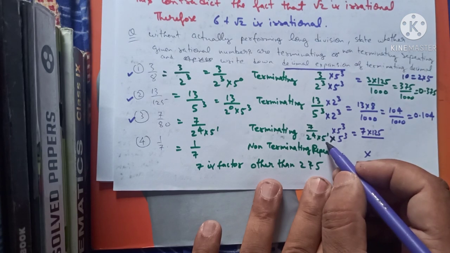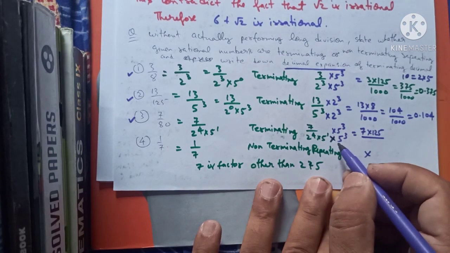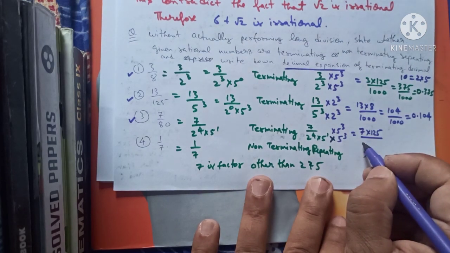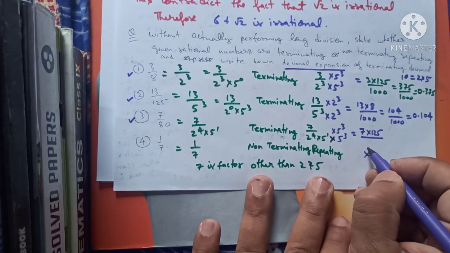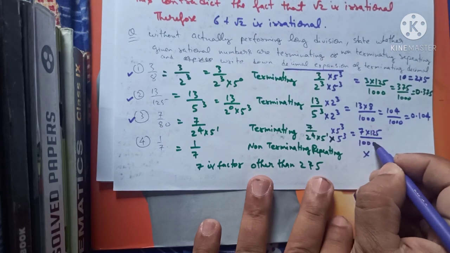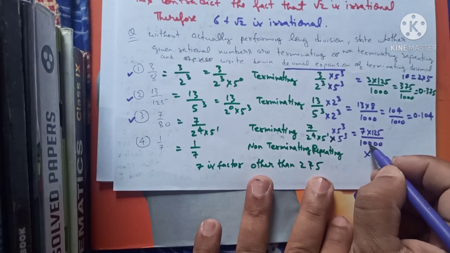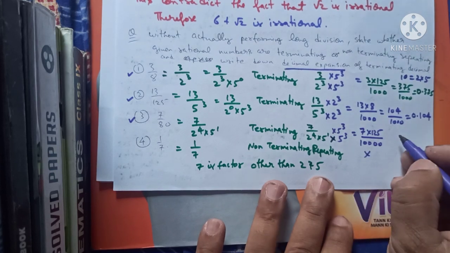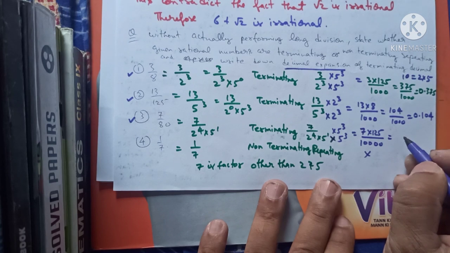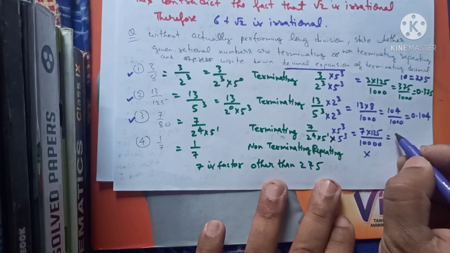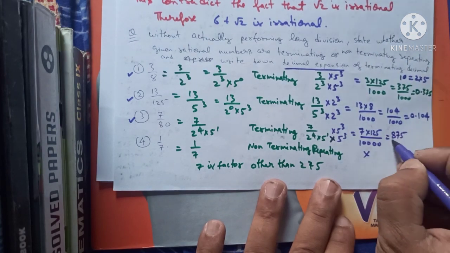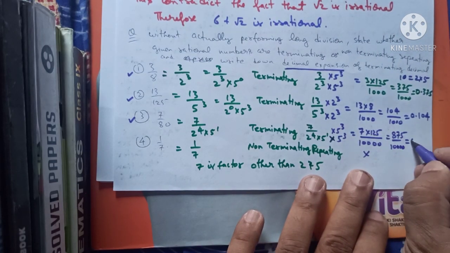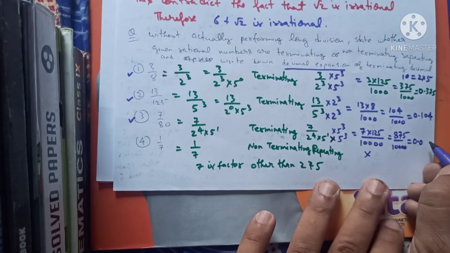upon, now it becomes 5 power 1 into 5 power 3, so 5 power 4 into 2 power 4, that is 10 to the power 4 or 10,000. So 7 into 125 is 875 upon 10,000. So we can write it as 0.0875.